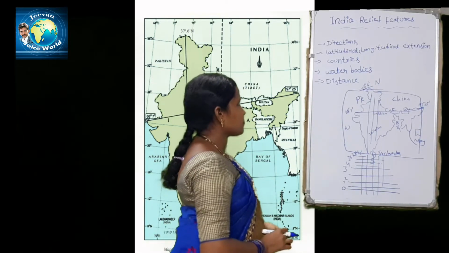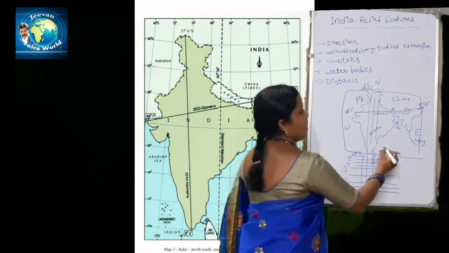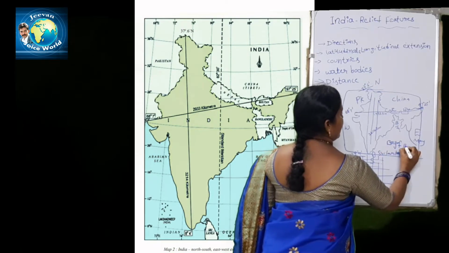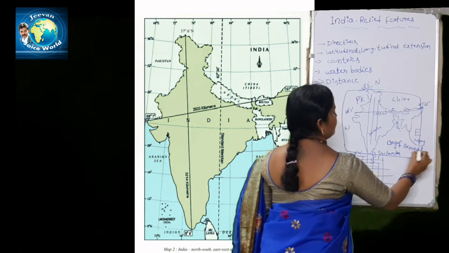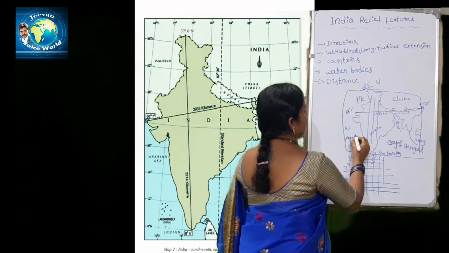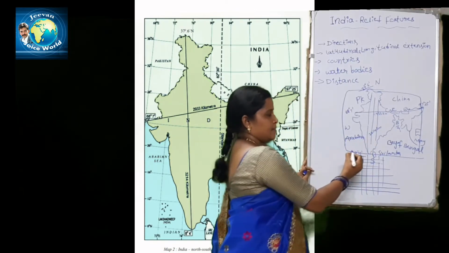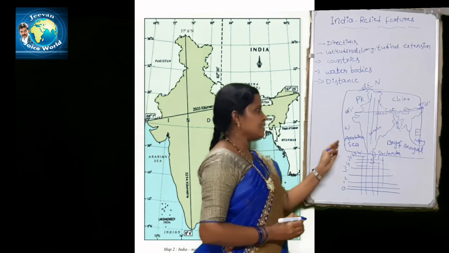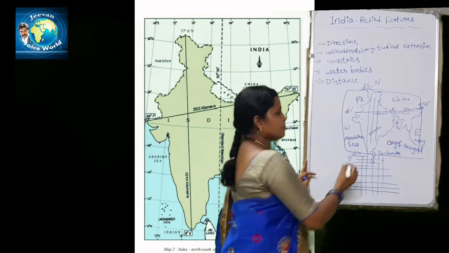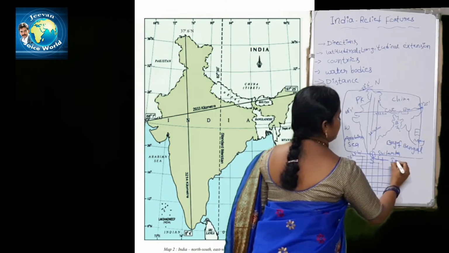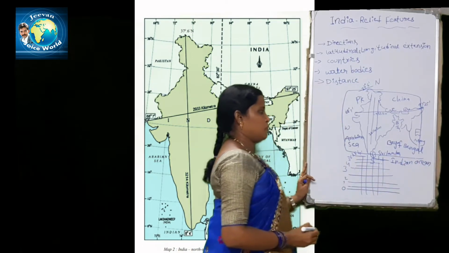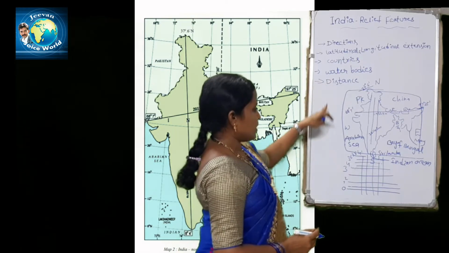Next, water bodies. On the eastern side, the Bay of Bengal. This is the water body in the east direction. Here, the Arabian Sea, in the west direction of our India. Here in the south, the Indian Ocean. These are the water bodies.